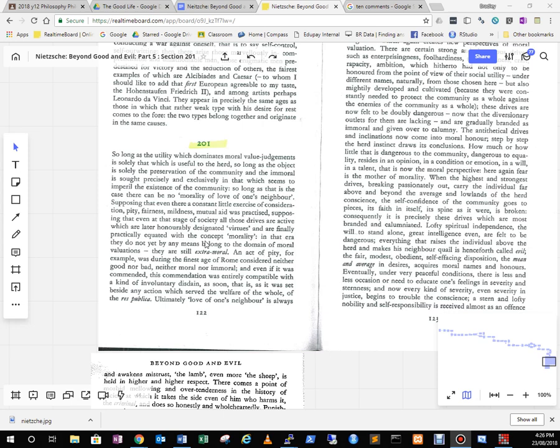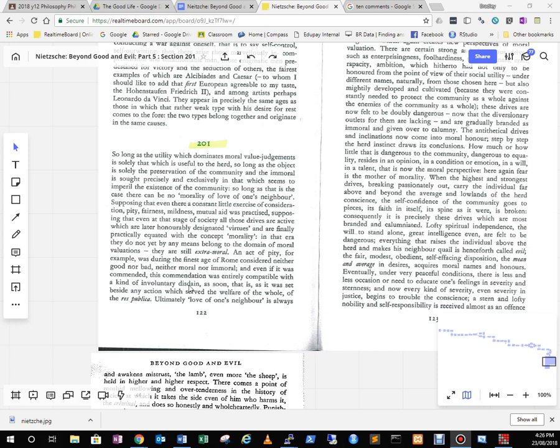All right. "And in that era, they do not by any means belong to the domain of valuations. They are still extra moral." And here he tries to give us an example of how pity may have started off as something nice to do, didn't really mean that much, then it evolved into a complete act of morality, right? "An act of pity, for example, was during the finest age of Rome considered neither good nor bad, neither moral nor immoral. And even if it was commended, this commendation was entirely compatible with a kind of involuntary disdain."